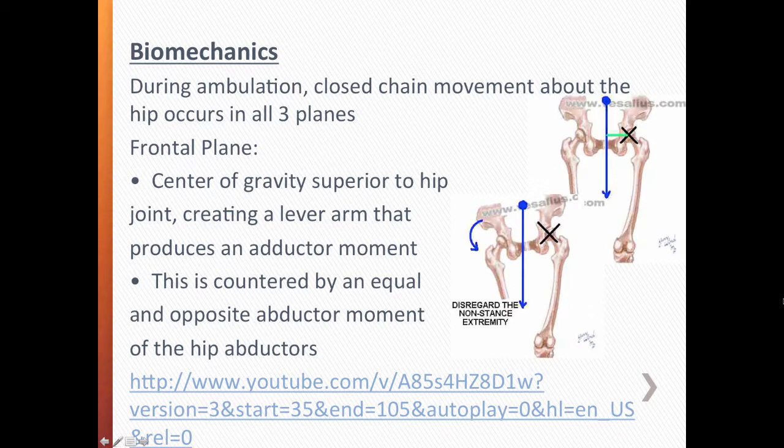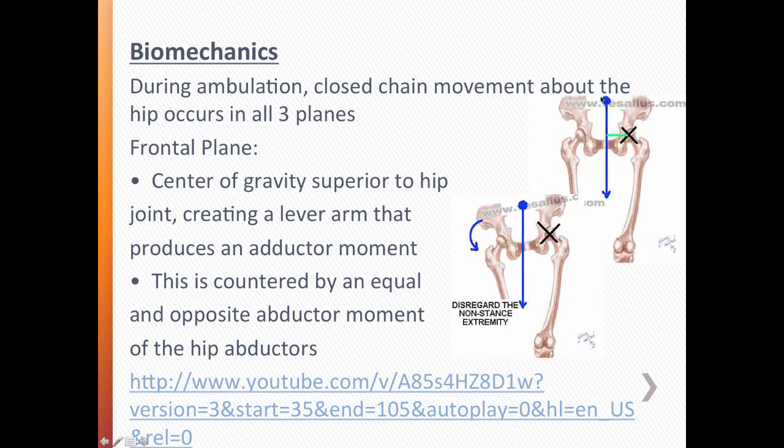And then the biomechanics of the hip. During ambulation, the closed chain movement about the pelvis occurs in 3 planes. In the frontal plane, we have the center of gravity, which is superior to the hip joint, creating a lever arm that produces an adductor movement.